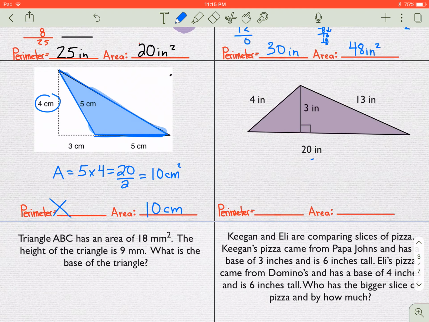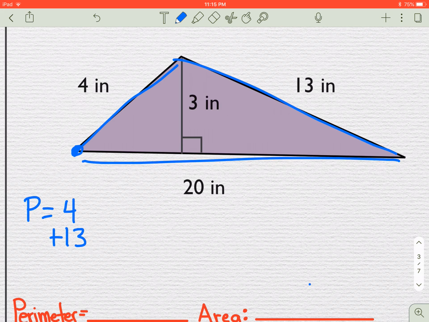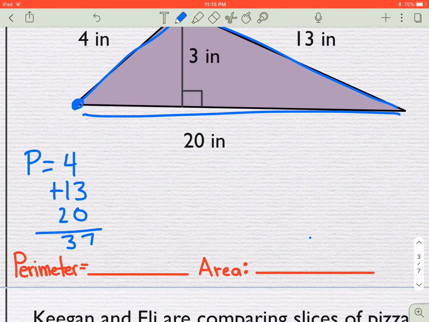All right, time for the last example. To find the perimeter of this shape, I pick a corner and I go around. So I have 4. So my perimeter equals 4 plus, go down here, which would be 13, and all the way back across, which would be 20. 4 plus 3 is 7. 2 plus 1 is 3. So I'm going to have a perimeter of 37 inches.